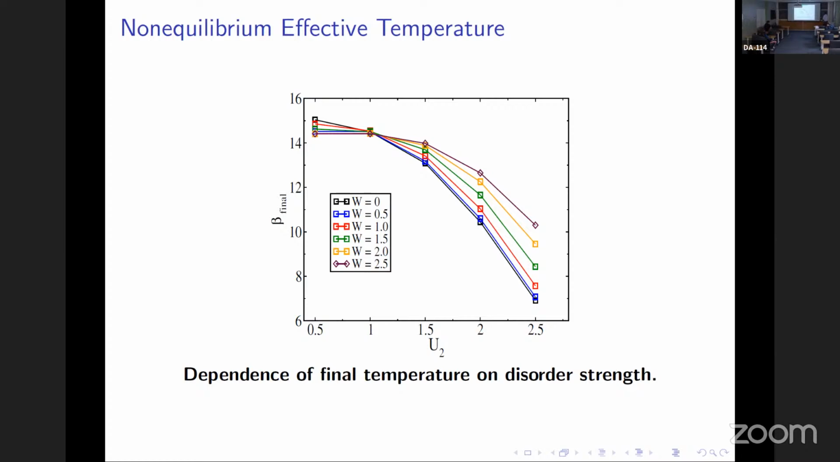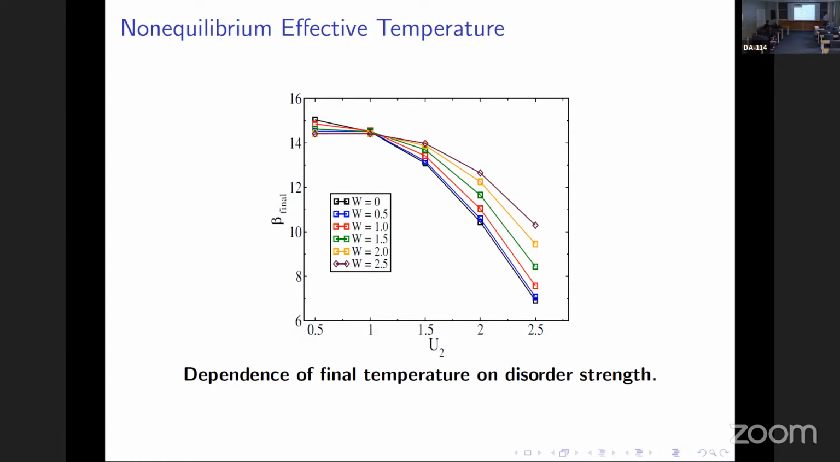In this figure, I do the quench from U equals 0 to a final U, U2, which is the value on the horizontal axis. For that value of U, I calculate the final effective temperature. I repeat that calculation for different disorder strengths, so at each U, you're looking at the different disorder strengths for which I've calculated the effective temperature. What you see is a picture in agreement with what I mentioned earlier. For weak interactions, an increase in disorder corresponds to a lower temperature, whereas here you see a higher temperature.